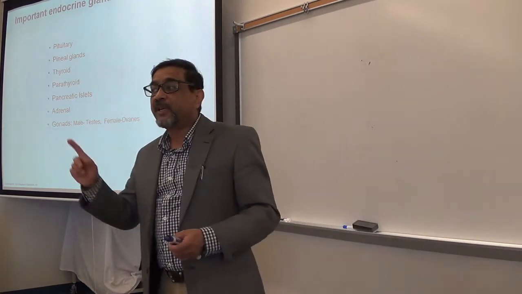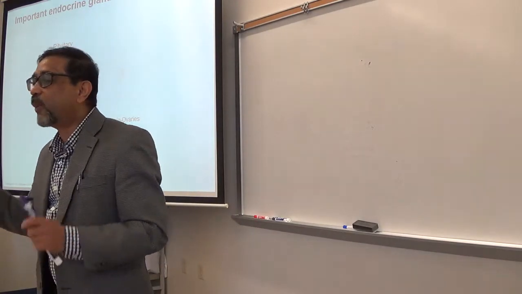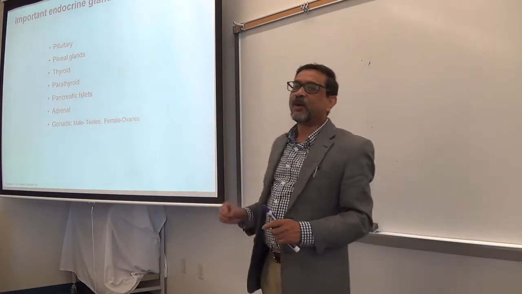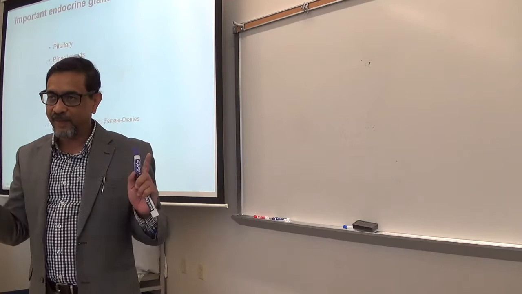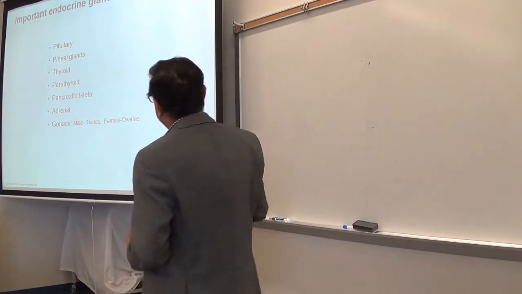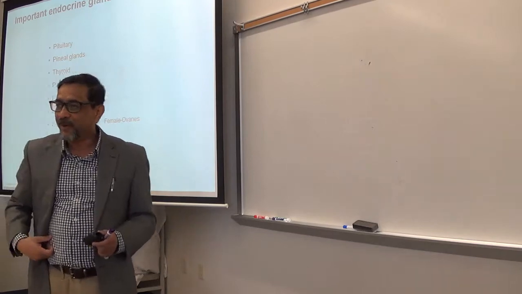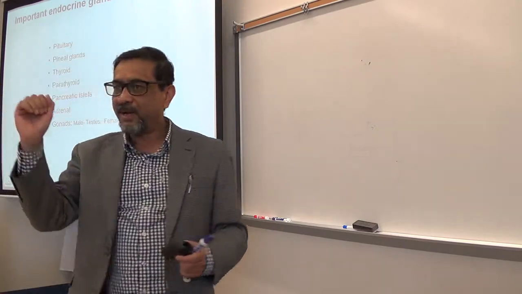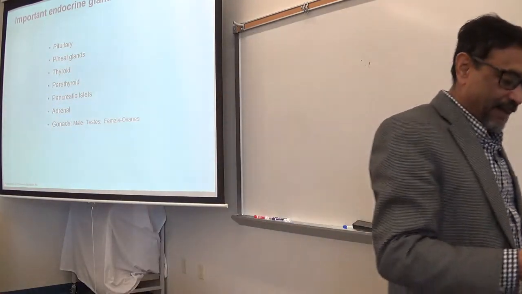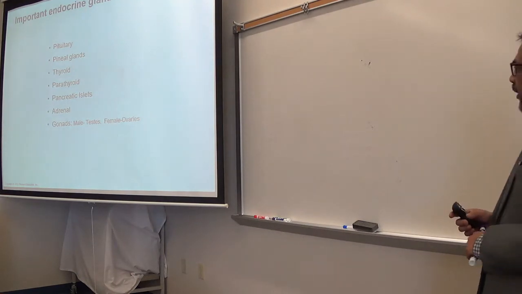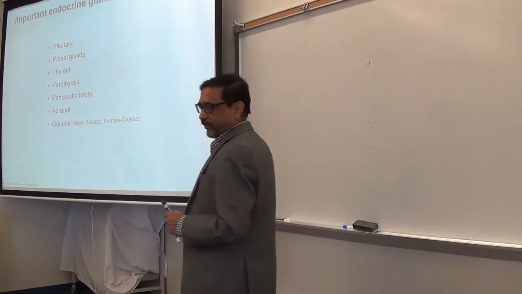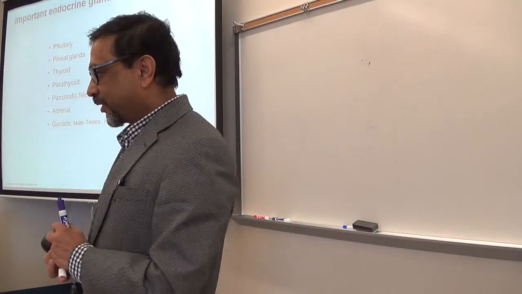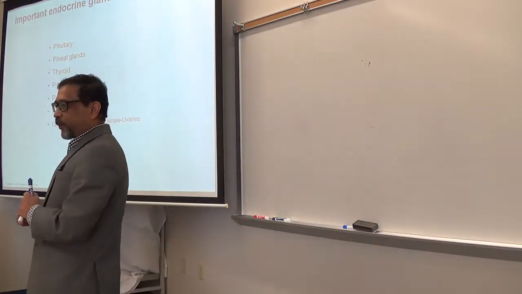Pancreas is not purely endocrine. It is a mixed type gland. Why? Because inside the pancreas, you will see both endocrine and exocrine, okay? So, pancreas is a mixed type gland, okay? We'll talk about that. Then, on the top of the kidneys, you have adrenal glands, also called suprarenal glands, right? Suprarenal, above the kidney, like the cap of the kidney. And then you have gonads. Male gonads are testes, female gonads are what? Ovaries.